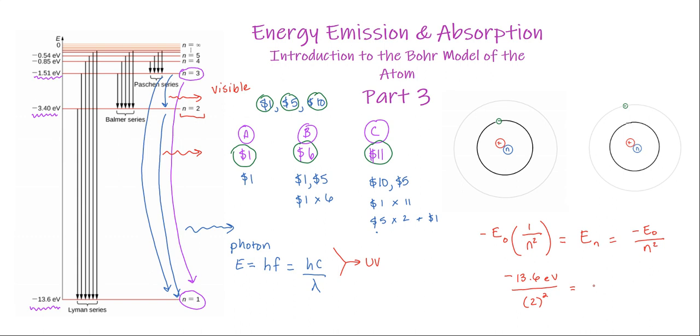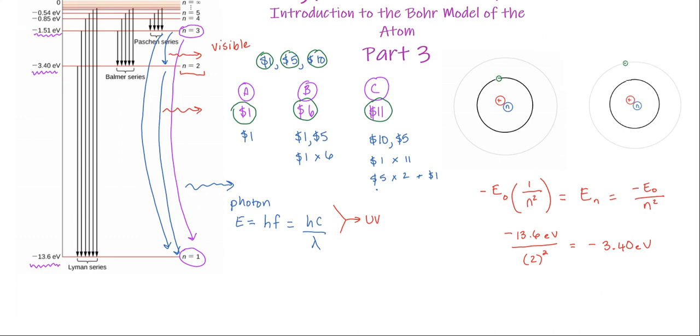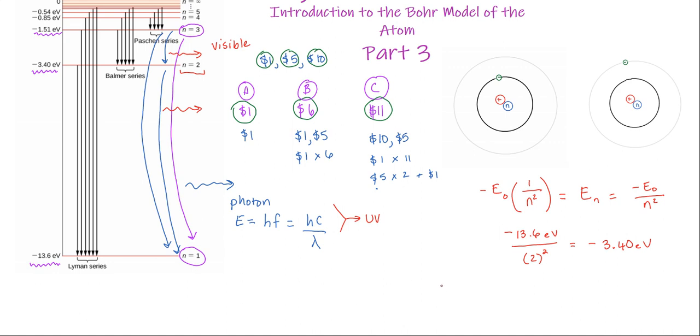Divide by 4, and what I do end up getting is negative 3.40 electron volts. Now, if we want to calculate the energy transition between two different levels, we calculate the energy at the top level and then the energy at the second level, and we subtract those from one another. So the energy of the photon being emitted is the difference in the energy at one particular level minus the energy at the other level. So it's the difference in the amount of energies between the two levels.